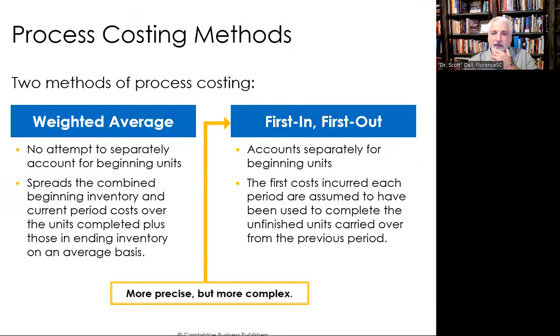Okay. And we do have two methods. We have weighted average. We don't separate the beginning units, which is actually more commonly used. It's a little bit easier. It spreads the combined beginning inventory and current period cost over the units completed, plus those in ending inventory on an average basis. FIFO, we know and love FIFO, accounts separately for the beginning units. First costs incurred each period are assumed to have been used to complete the unfinished units carried over. More precise, but more complex. Again, what I'm going to be emphasizing in this course is weighted average, which is where we want to be.